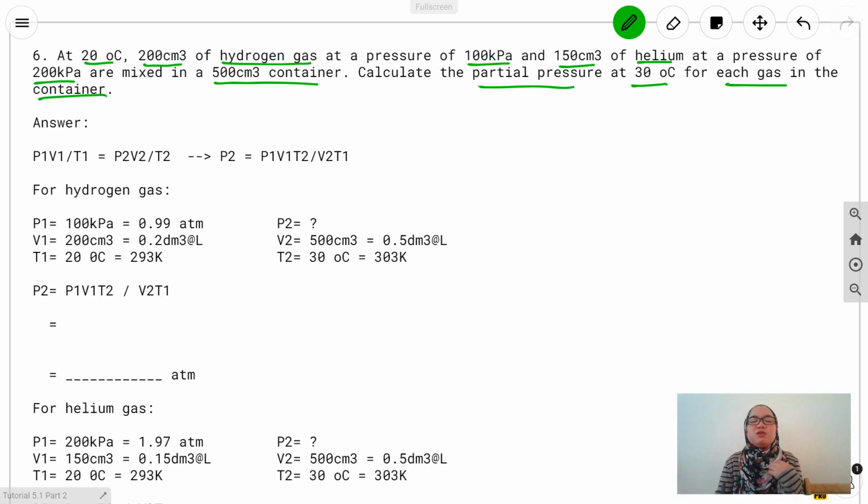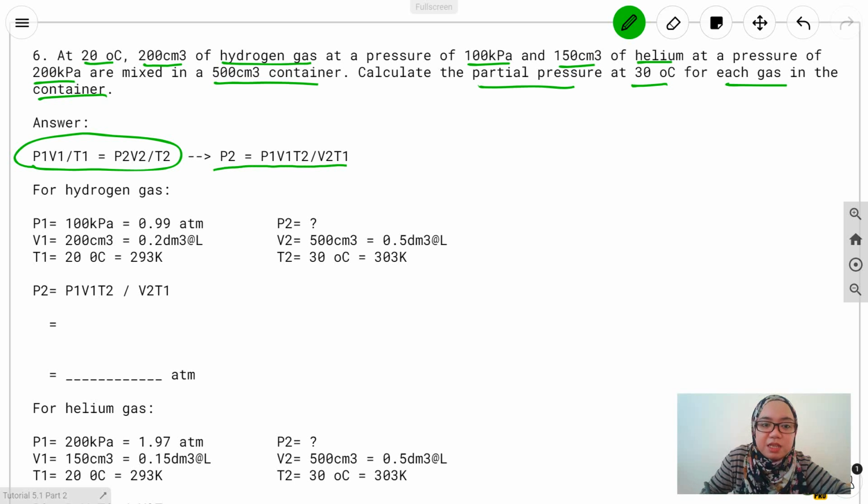Do you still remember the combined gas law equation, where you combine the Boyle's law formula and the Charles law formula? So we get P1 V1 over T1 equals P2 V2 over T2. Since we have T, V, and P, this is the combination of Charles and Boyle's law. But we want to find the partial pressure, which means we need to find the final pressure.